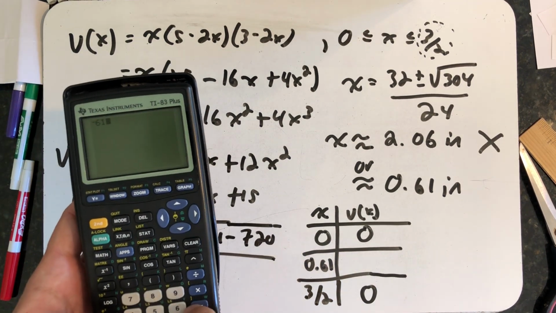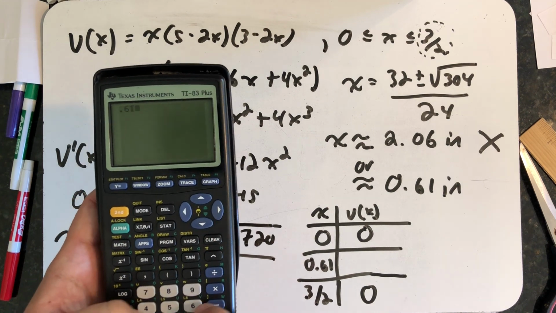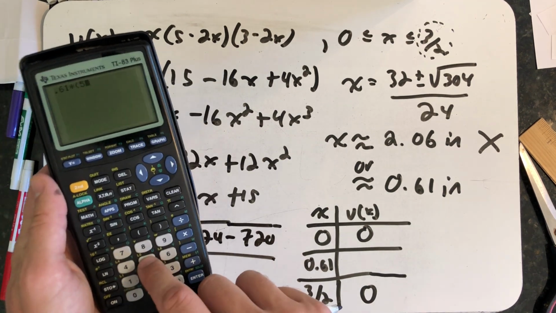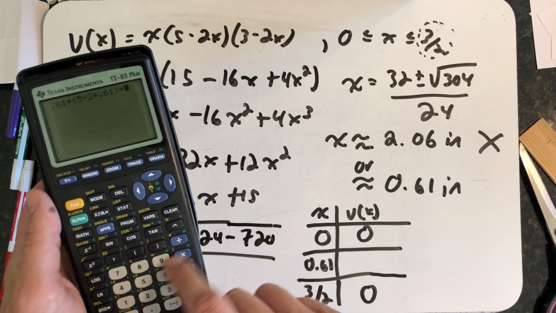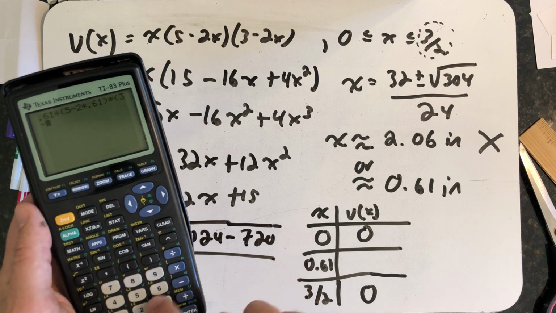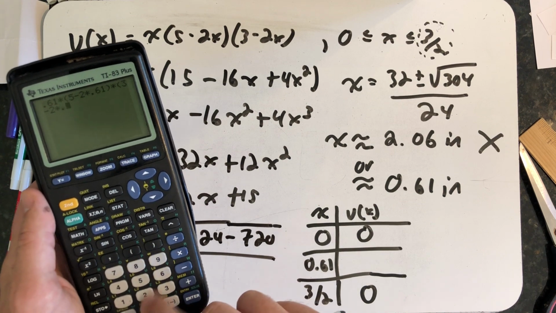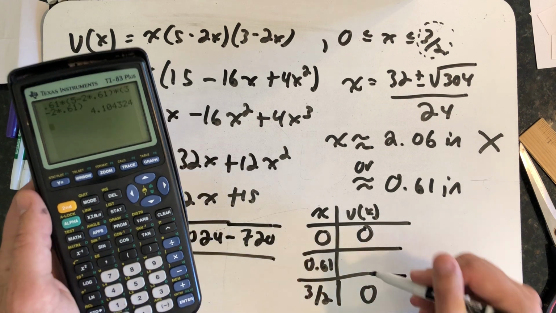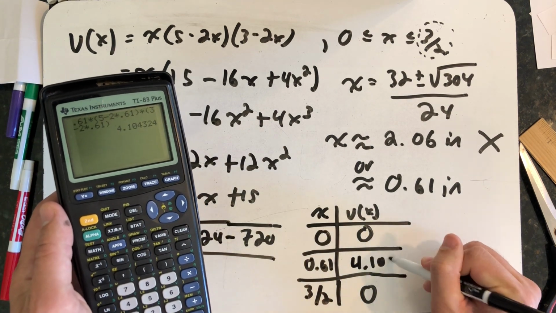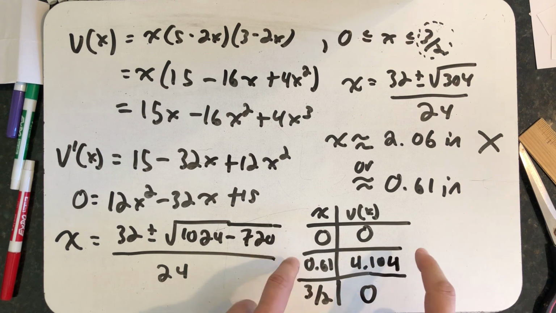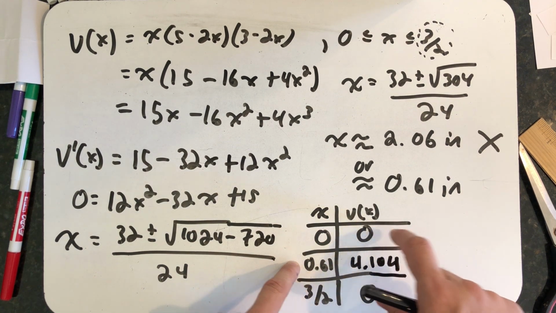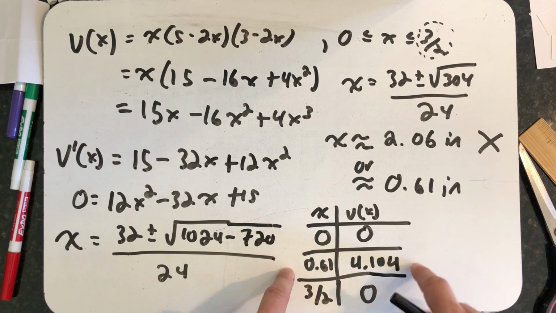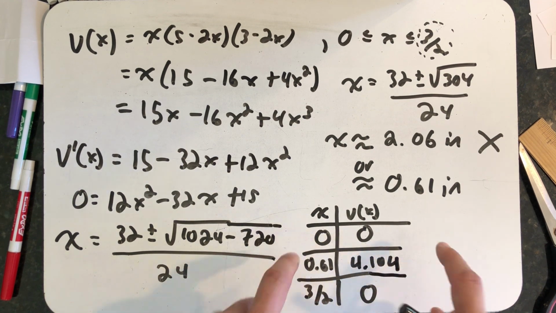So 0.61 times 5 minus 2 times 0.61 times 3 minus 2 times 0.61. And I get about 4.104. Well, clearly the largest thing in the table is 4.104 and the smallest thing in the table is 0. So the absolute maximum between 0 and 3/2 has to be 4.104.